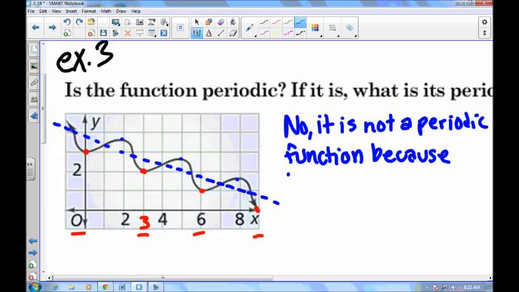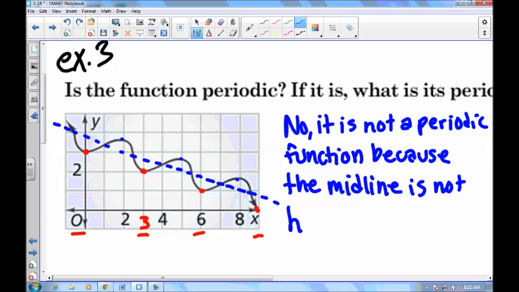Because the midline is not horizontal. So even though it looks like a wave and you think it's periodic, be careful whether it actually fits the description. Okay? It has to come back and forth to the highest. The y values have to repeat. The heights and minimums keep repeating. And the midline has to be horizontal.